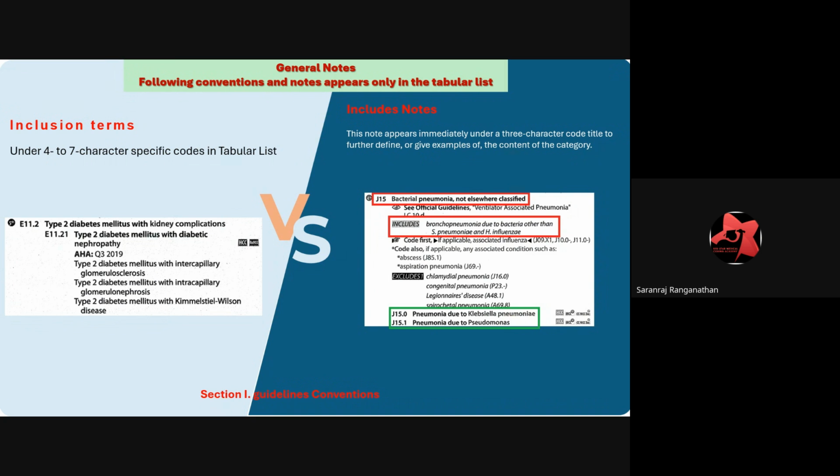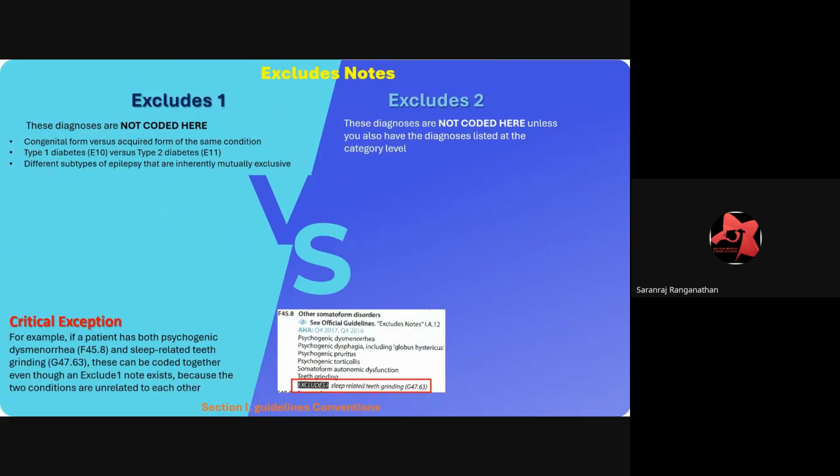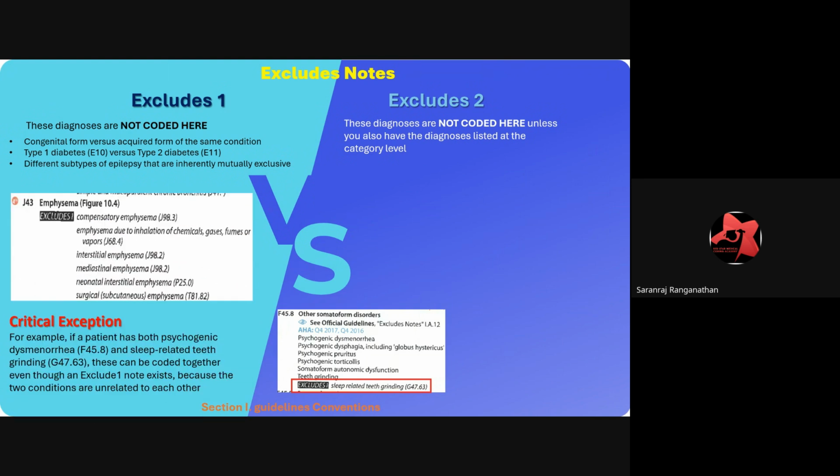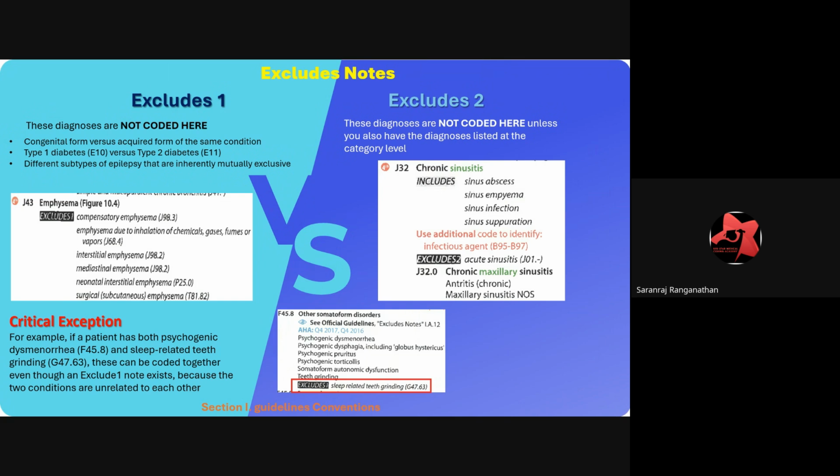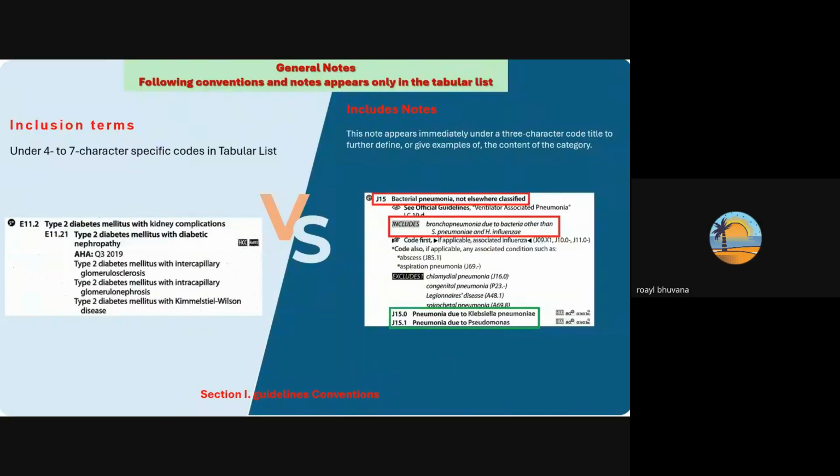Then Excludes1 and Excludes2. Very simple. Excludes1: do not code combinedly. Excludes2: you can code the two ICD codes combinedly. If you see some exceptional cases there, that I need to address only for the experienced person. So once again.